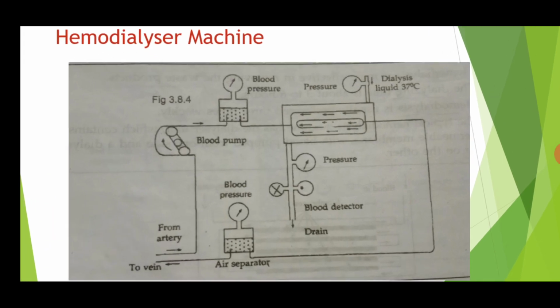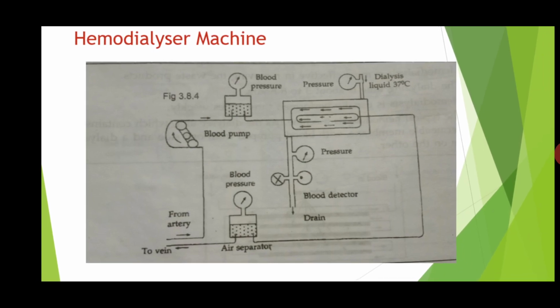So in this diagram, they are using a blood pump. If suppose arterial pressure is enough, then the blood pump is not necessary. Then they are using here a blood pressure unit, to check the blood pressure whenever we are taking the blood from the human body. This is the dialyzer with planar sheets. In that there is a dialysis liquid inlet, and on the other side there is a pressure monitor, a blood rupture monitor, a blood detector monitor, and again here is an air separator unit and a blood pressure meter.